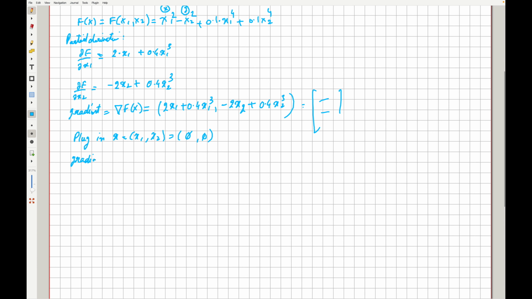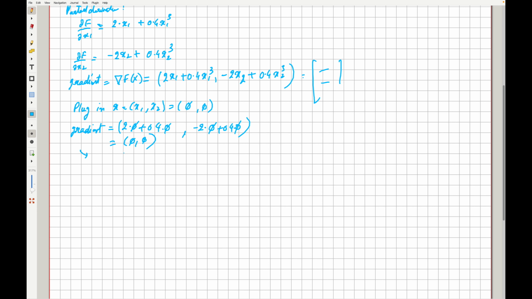If we calculate the gradient, we get 4 times 0 plus 0.4 times 0, and the second one is minus 2 times 0 plus 0.4 times 0, so essentially we get a value of 0 0. And what does this tell us? The zeros tell us that gradient descent says I'm done, let's stop here, right? That's what this is telling us. But are we really at a minimum?